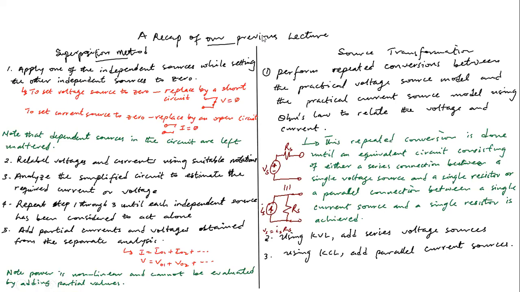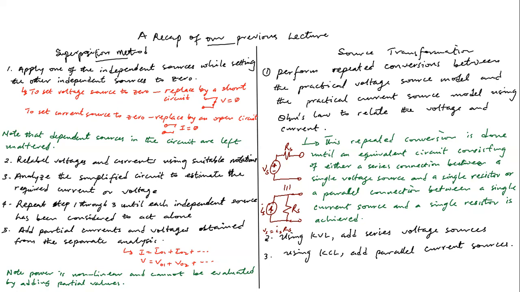Before we begin, let us have a quick recap of what we did last time. In our last lecture, we covered the superposition method and the source transformation method. And we observed a slight misrepresentation in the last lecture, though we corrected it while we saw some examples, but it would be good to look through the approach once again.